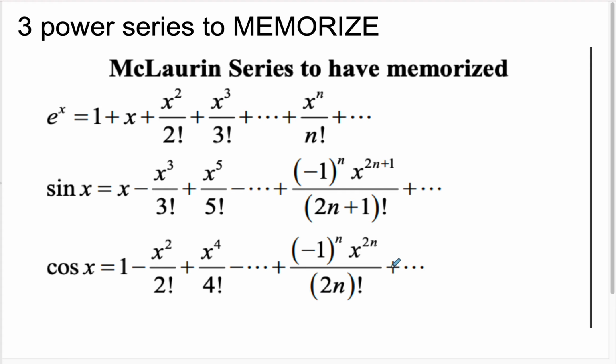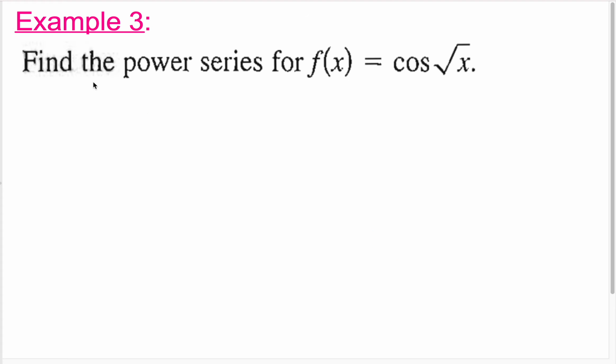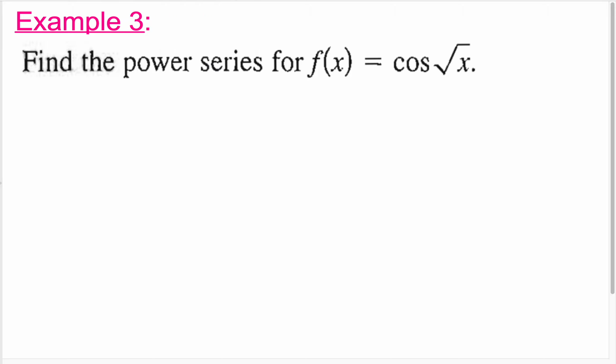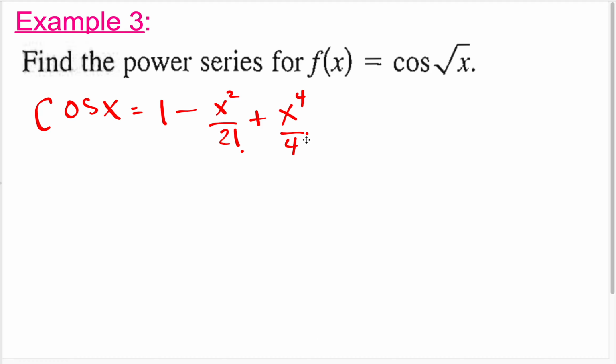And the nice thing about memorizing them is that now I will show you how we can very nicely use them without having to recreate them. All right, so we know that cosine of x is equal to 1 minus x squared over 2 factorial plus x to the 4th over 4 factorial minus x to the 6 over 6 factorial, and so forth.